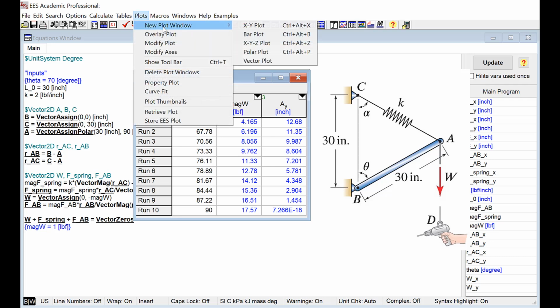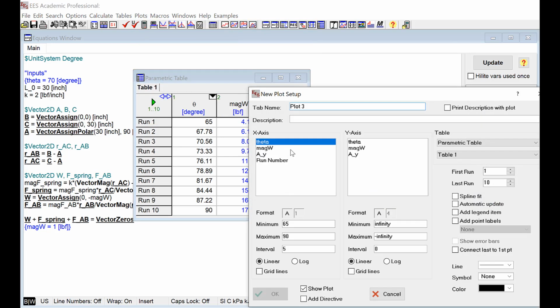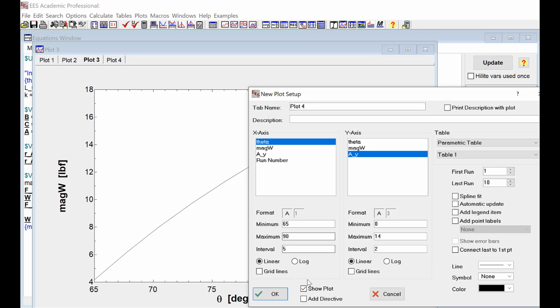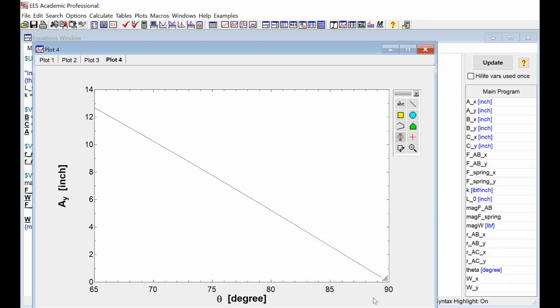And I can plot these. So I'm not sure what the best way to plot this is, but let's put theta like that. So yeah, there's my magnitude as a function of theta. And I could also do, let's do theta and AY. So there's AY as a function of theta.